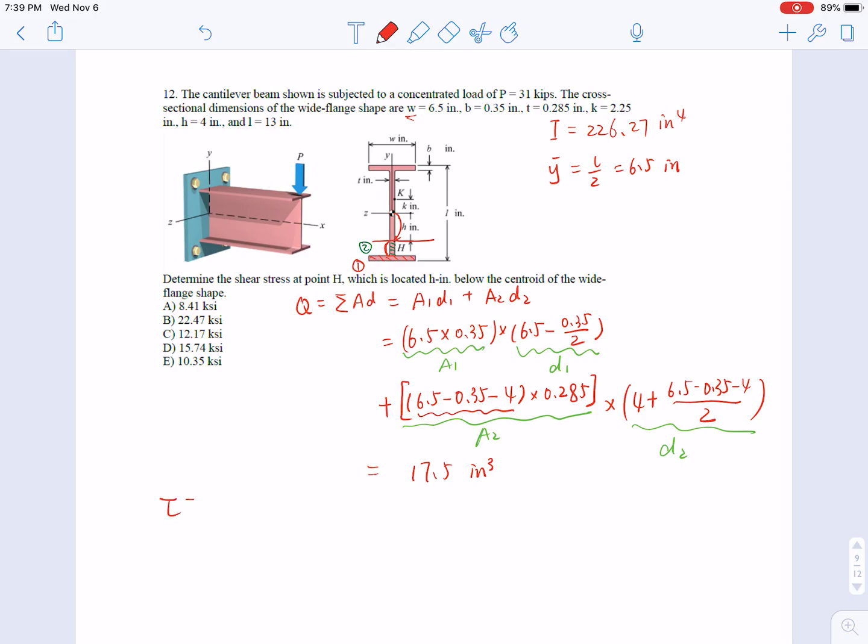Then the tau can be calculated by VQ over It. That is 31 kips times 17.5 over I, which is 226.27, times 0.285. This is the t. So you will get 8.41 ksi because you have kips here. Okay, that's A.